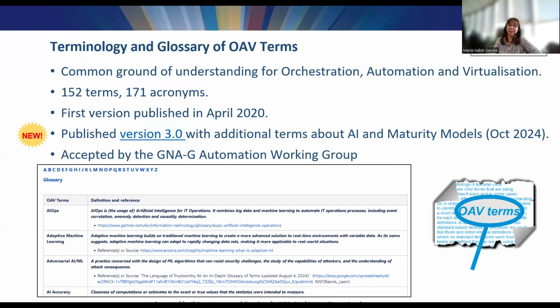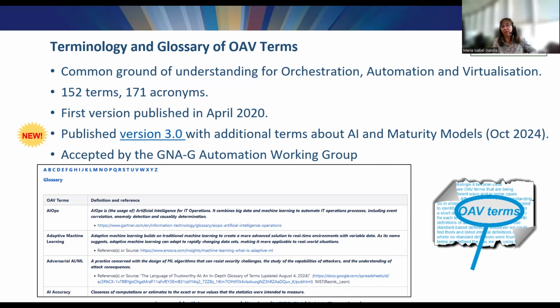So we started in 2020. The first version of this terminology document was published in April 2020, just in the middle of the pandemic. After this version 1 came version 1.1. After 1.1 came version 2. And we have recently published version 3.0 with additional terms, with artificial intelligence terms and maturity model terms, because we work on a maturity model and we wanted to make very clear what a maturity model meant and how maturity models are used.